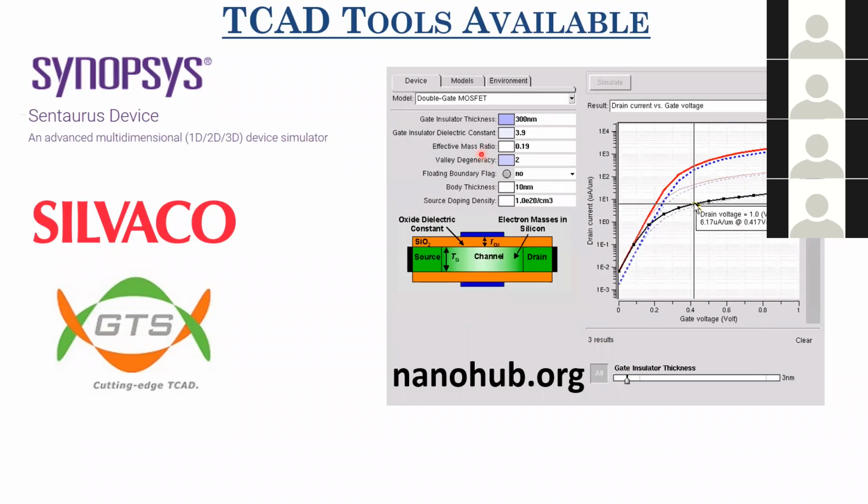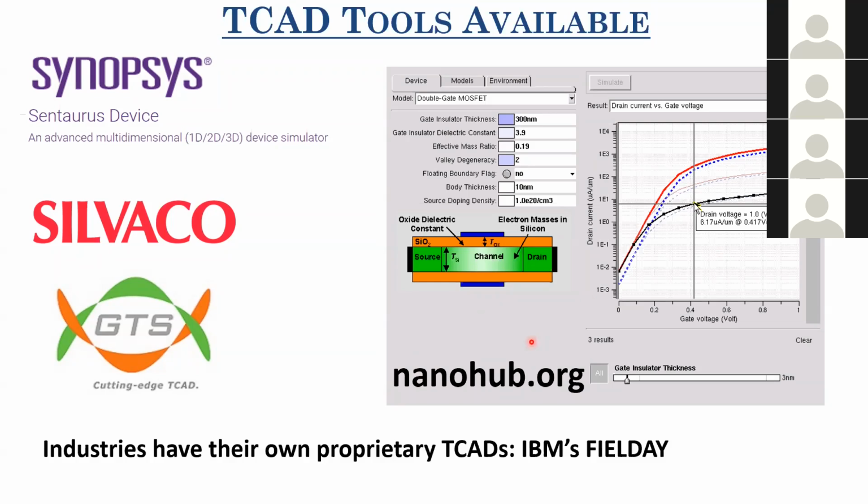Also, there are some freely available tools, like the tool available on nanohub.org. Here you can just give the device parameters, such as the device length and the thickness of everything, and then it simulates and gives you the result. This is an online tool which is available for free. Any one of you can make an account on nanohub.org and use it. Also, apart from the commercial TCAD tools, industries have their own proprietary TCADs.